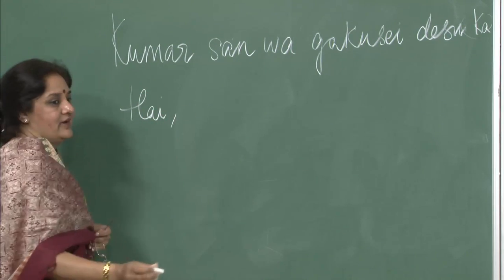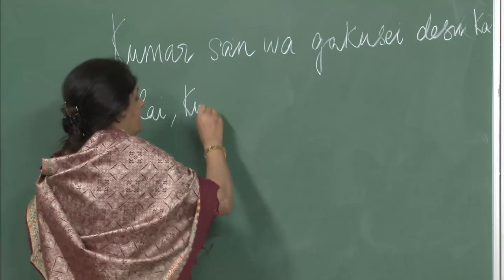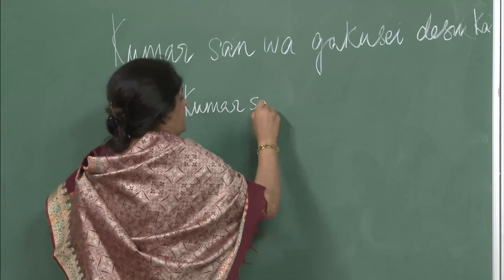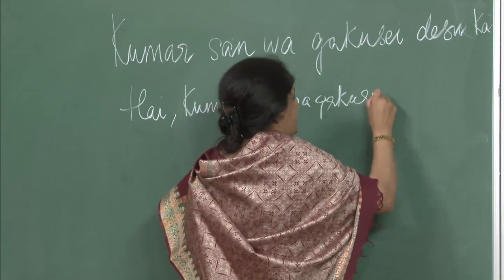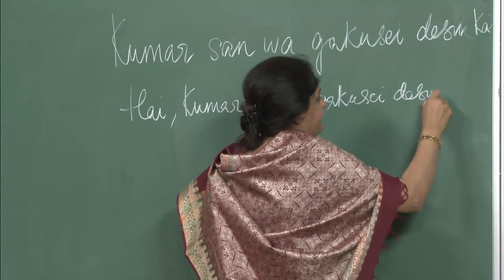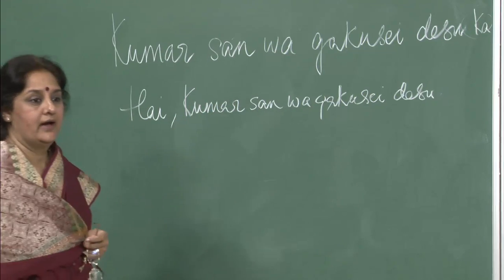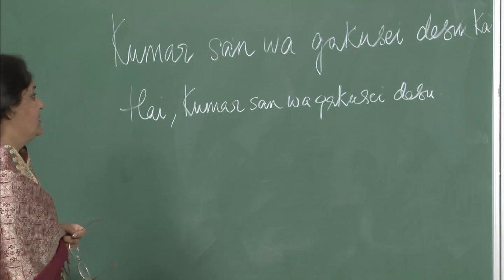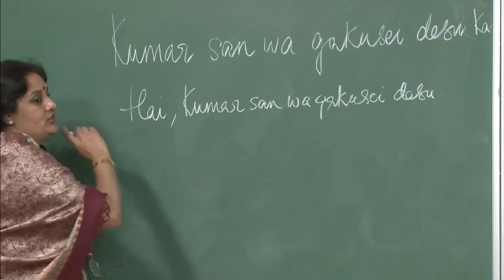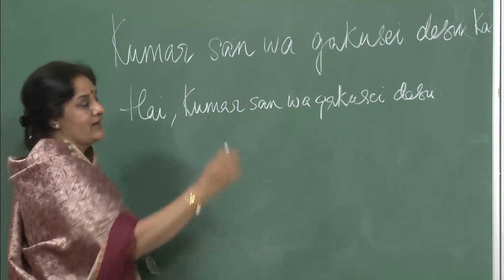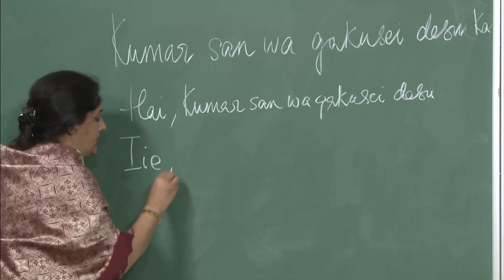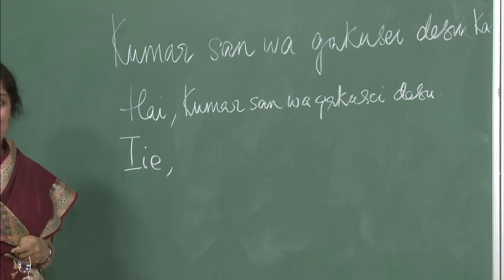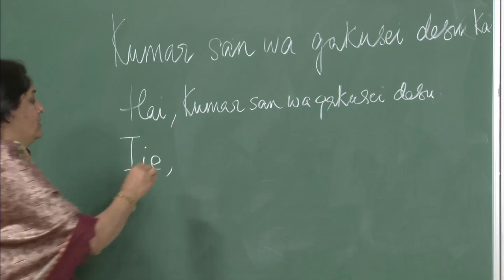How to say in positive? Hai, Kumar san wa gakusei desu. Okay? Hai, Kumar san wa gakusei desu. Well, today, how would you say negative? Kumar san wa gakusei desu ka? Iie, iie, please remember I, I, E, iie.